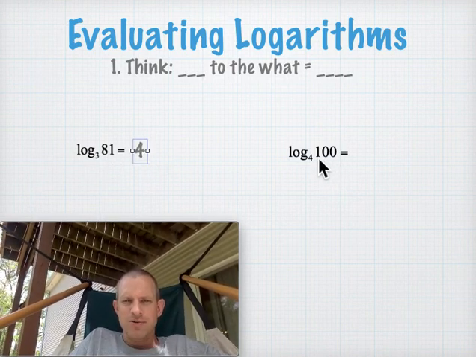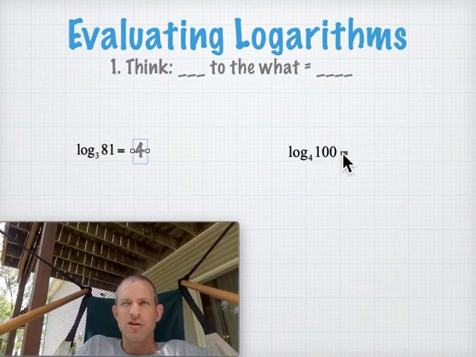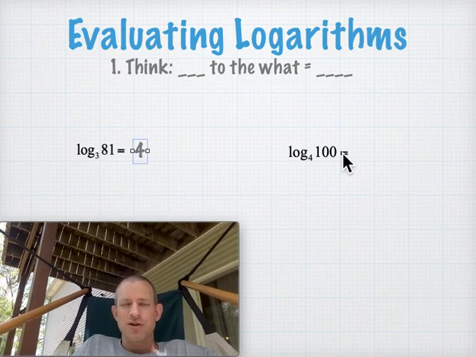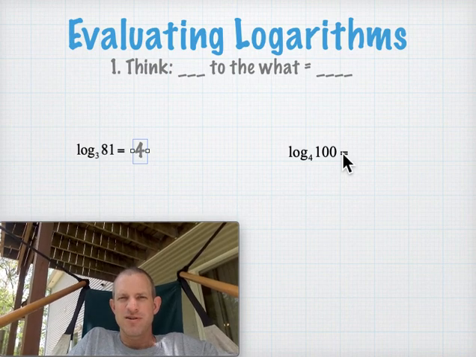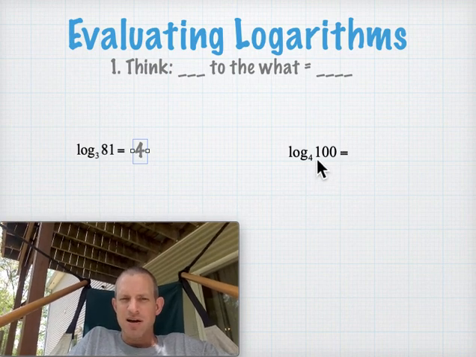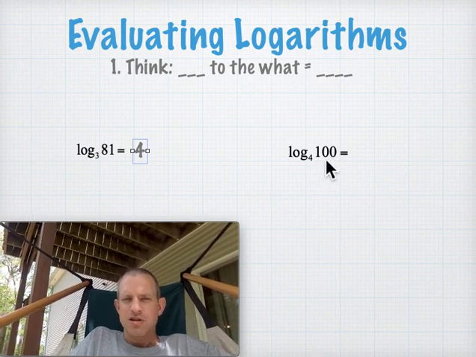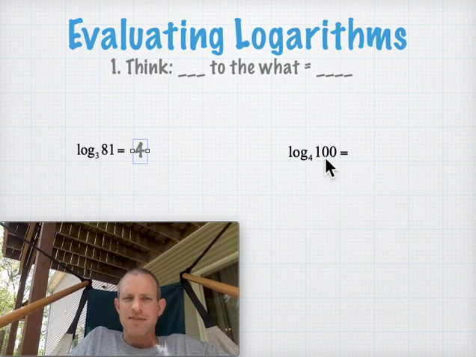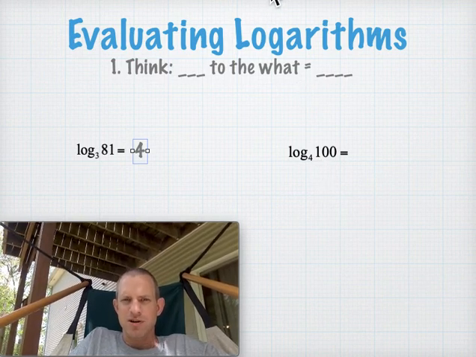Over here, however, this one doesn't come out nicely. 4 to the what is 100? 4 squared is 16. 4 cubed is 64. 4 to the 4th is 256, I think. And so this doesn't have a nice, clean exponent. It's a 3-point-something sort of number. And so in situations like this, what you'll need to do is to evaluate it using a calculator.